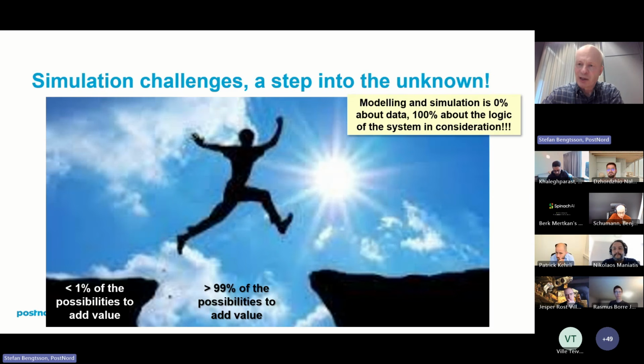So I claim that modeling and simulation is 0% about data. It's 100% about understanding and modeling the logic of a system. And we don't need data for that. As a matter of fact, it can even hurt our endeavor to have too much knowledge of the data in the beginning, because we should concentrate on the logic.